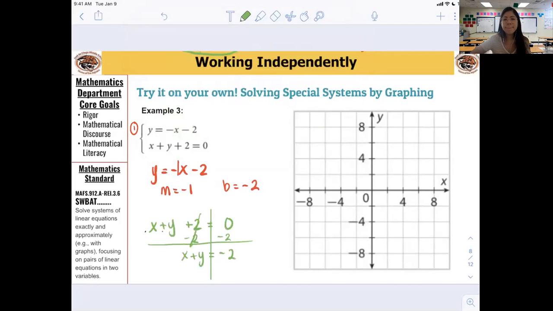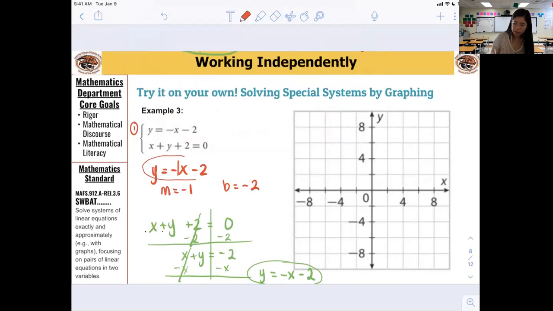And now what? Move the x. Should I add it or should I subtract it? Subtract. Yeah, good. And that leaves me with y equals, and remember we always write x first and then the other numbers. So I'm going to write y equals -x minus 2. Which means do I have the same equation or 2 different equations? The same exact equation. So my slope is also -1. My y-intercept is also -2.